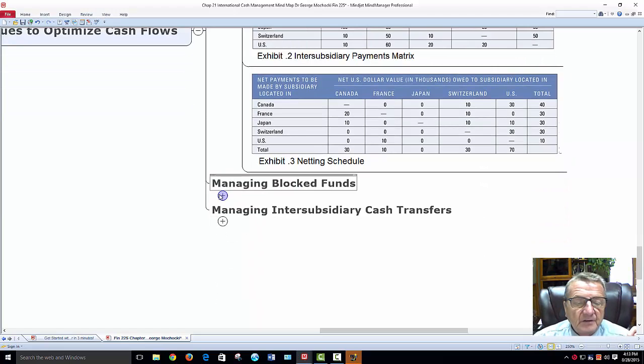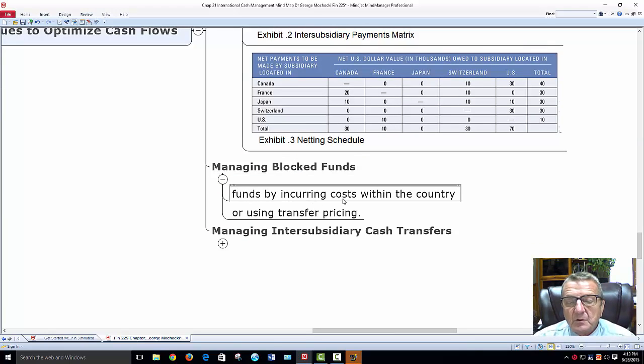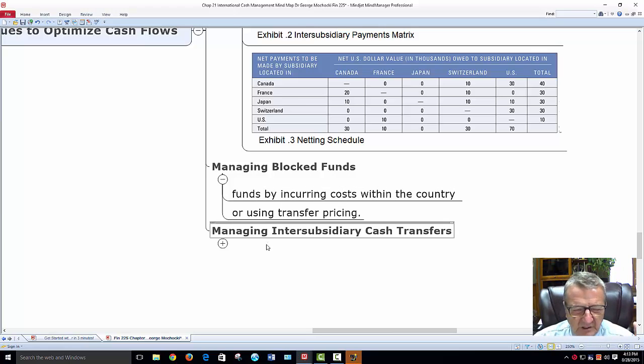Okay, managing blocked funds, and we talked about that. Funds by incurring costs within a country or using transfer pricing. I want to say it's like chapter 15 or 16. Just look at it. Look in the index in your book. It'll tell you where we're at.